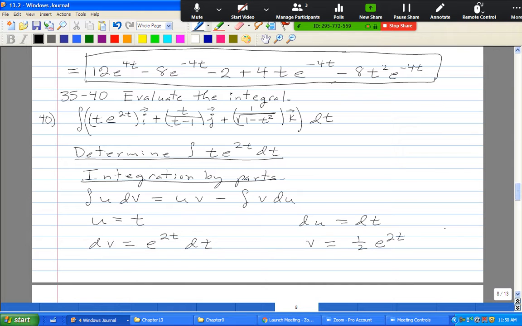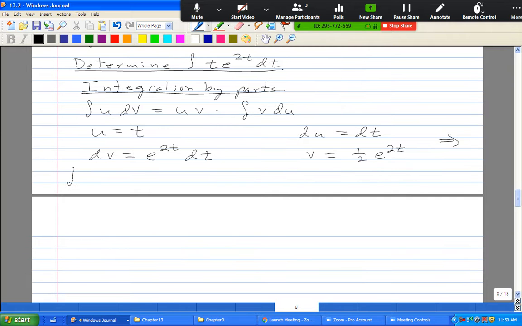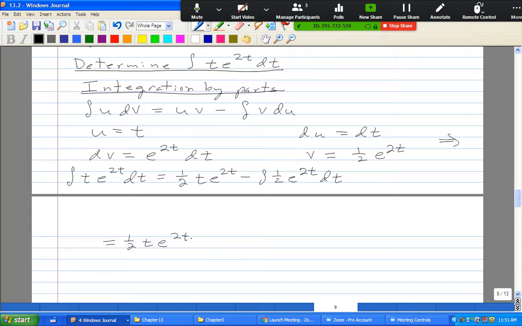And so, let's do this. The integral of t e to the 2t dt is 1/2 t e to the 2t minus the integral of 1/2 e to the 2t dt. Well, I can integrate this last part. So this is just 1/2 t e to the 2t minus, well, the e to the 2t makes us have another half out in front, so it's 1/4 e to the 2t plus c. So that's one way of doing it.